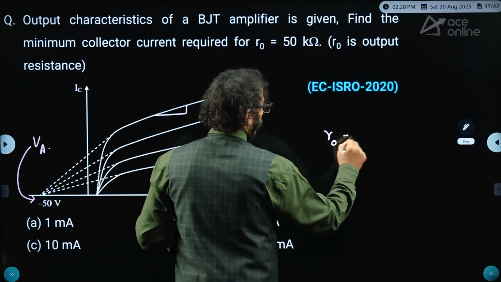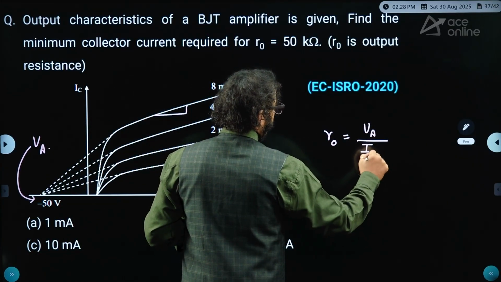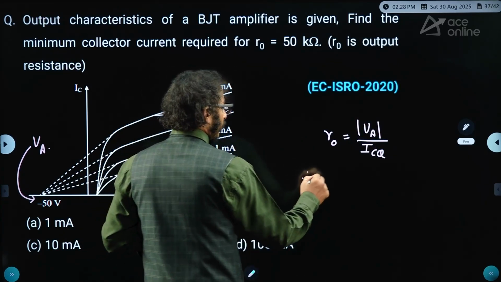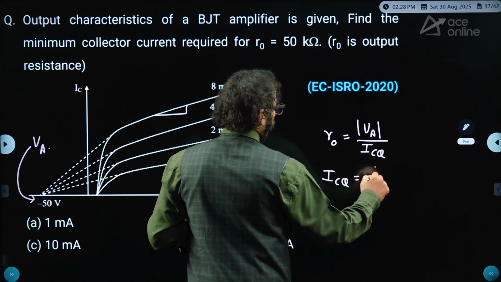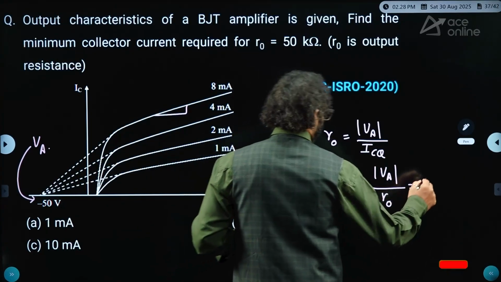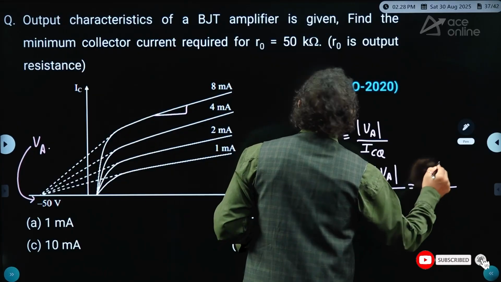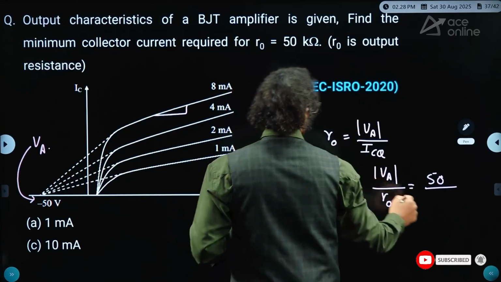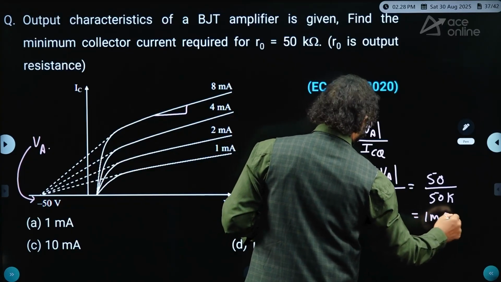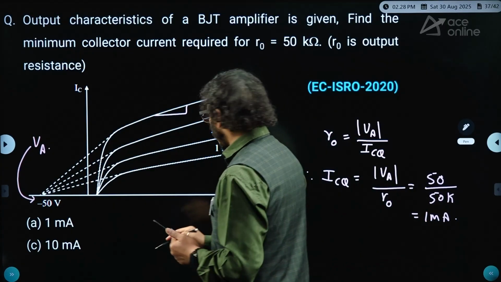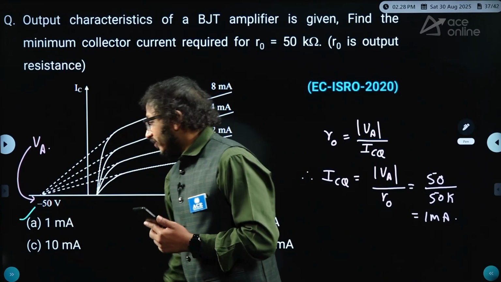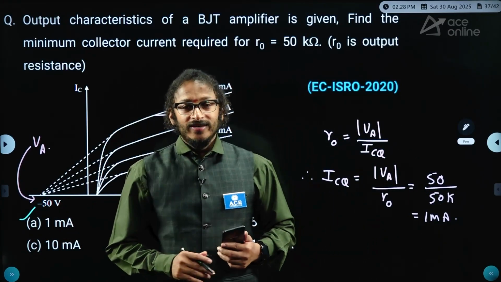So R0, I hope you know, is the early voltage divided by the collector current at the Q point, ICQ. Now we are supposed to find ICQ, which is the early voltage by R0. The early voltage, the examiner has given as 50 volt, divided by R0. R0, the examiner has clearly specified as 50 K. I think it is 1 milliampere. Therefore, the current we are getting here is 1 milliamp. I think option A is apt for the given question. Understanding or not?